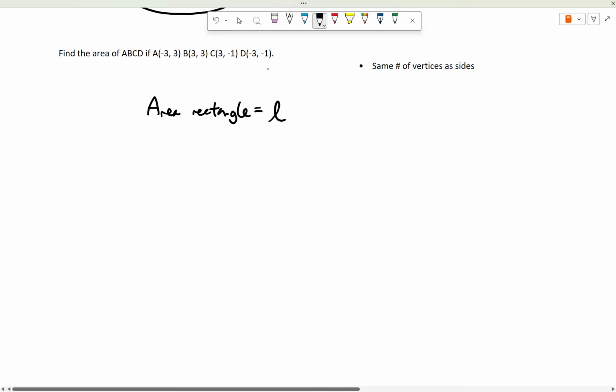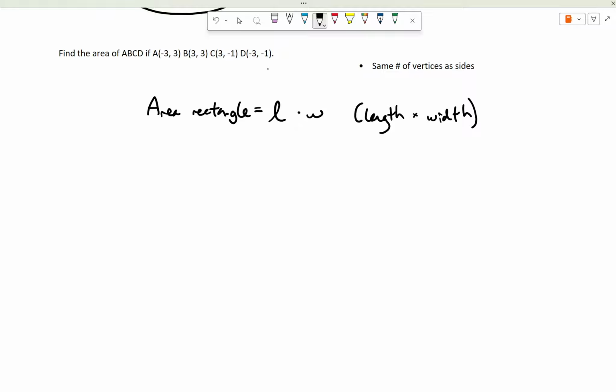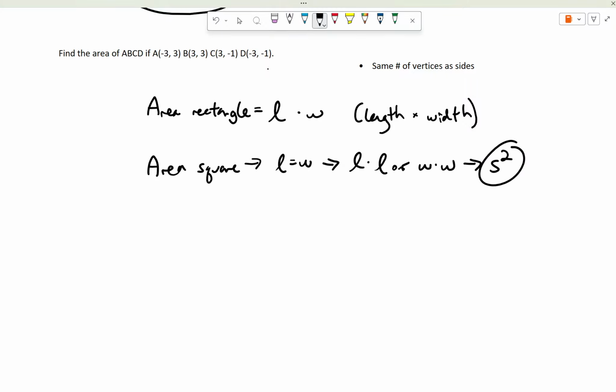Area of a rectangle is the length times the width. Okay. Which in a square, which is a rectangle, right? The length is equal to the width because they're the same. So it's length times length, or width times width, which should just be the side times itself, or the side squared. Okay.